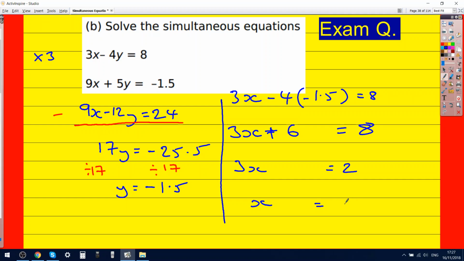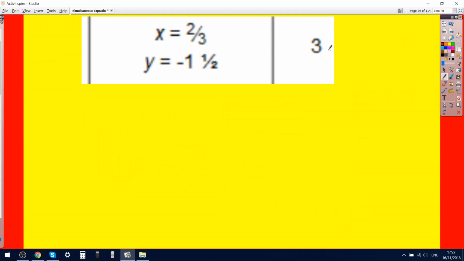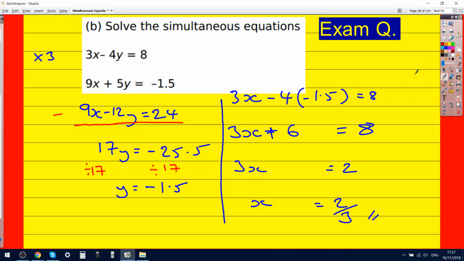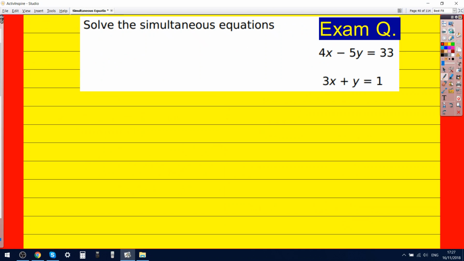So you've got to do 2 divided by 3. You could write it as a fraction, 0.6 recurring, but 2 over 3 is fine. X is 2/3, y equals minus 1.5. Any questions about that? No. Okay, so the main thing is triple the top, and the minuses are always going to be a bit tricky.